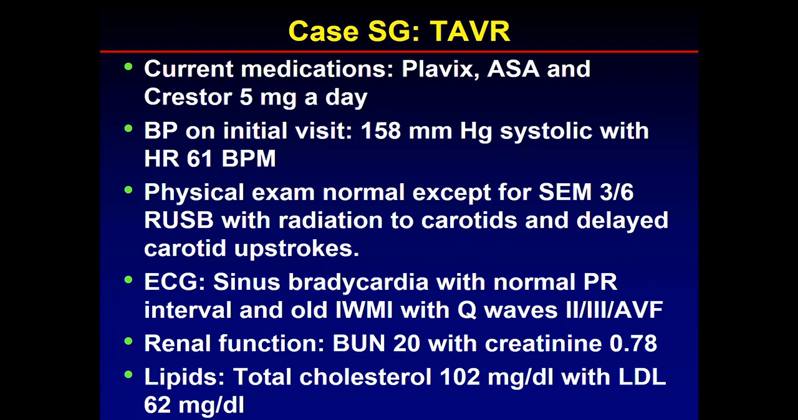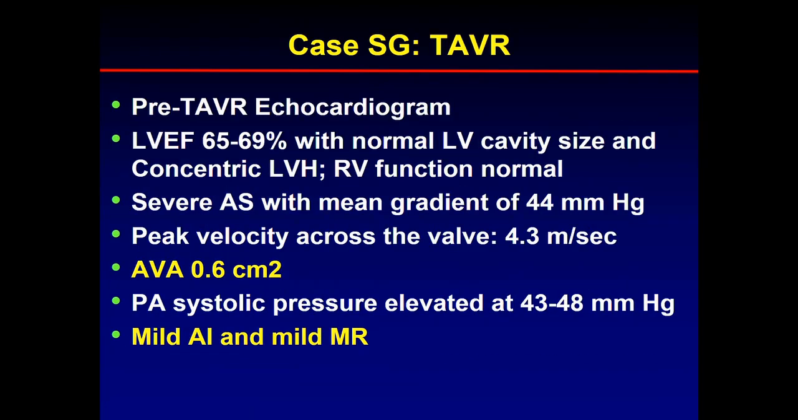Blood pressure on initial visit, reasonable, 158, heart rate 61. Physical exam was normal except for typical systolic ejection murmur, right upper sternal border, radiation to the carotids, delayed carotid upstrokes, consistent with his aortic valve disease. ECG, sinus bradycardia, normal conduction, normal PR interval, old inferior wall MI, and inferior Q waves. Renal function was normal, lipids, LDL was 62, not unreasonable.